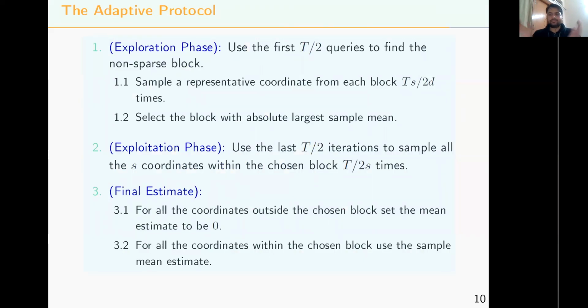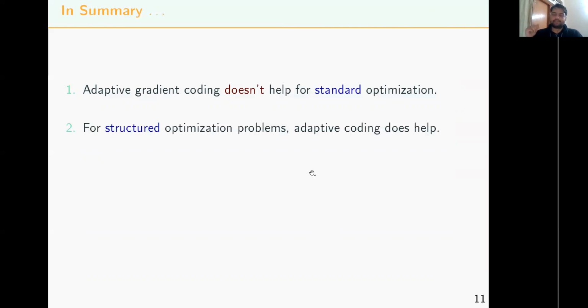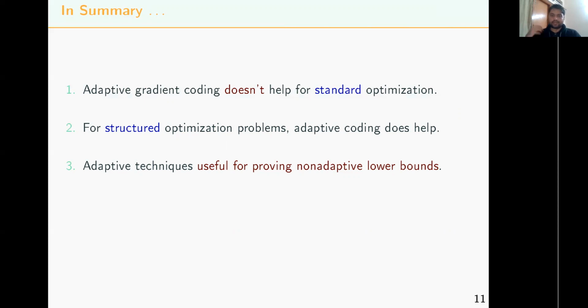And what is this algorithm? Given a budget of t queries, we use our first t by 2 queries to find the non-sparse block, and then use the last t by 2 queries to form good estimates of all the coordinates within the chosen block. So in summary, adaptive coding does not help for standard optimization problems. However, for structured optimization problems, adaptive coding does. Also, adaptive techniques are useful in proving lower bounds, even for proving non-adaptive lower bounds for information constrained optimization.